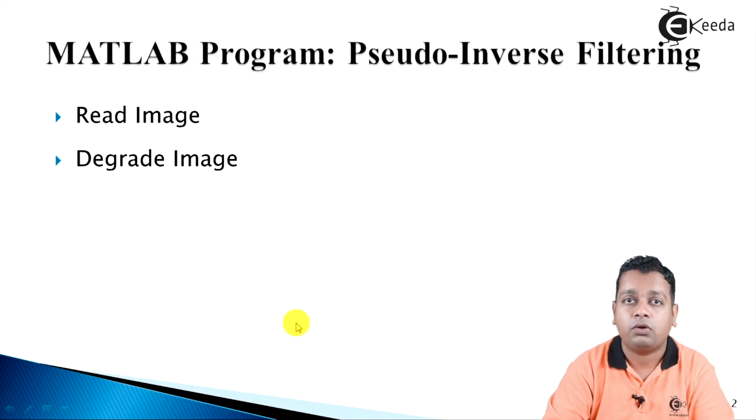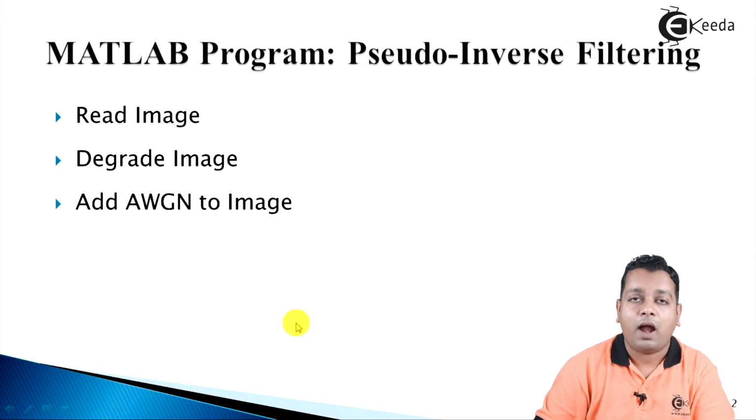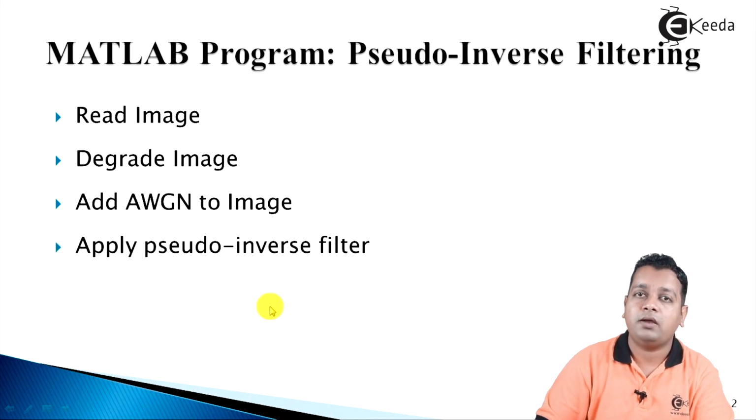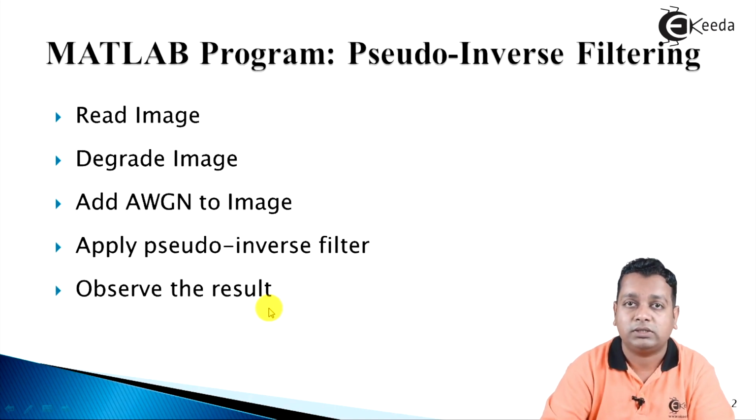This is actually the output over which we shall be applying the methods to get the original information of the image constructed back. Next comes the addition of additive white Gaussian noise to the image, so that it has the noise effect as well as the degradation. Now the pseudo inverse filtering is applied to such an image to recover the details. The final step will be to observe the results, comparing the original image and the restored image obtained by pseudo inverse filtering.